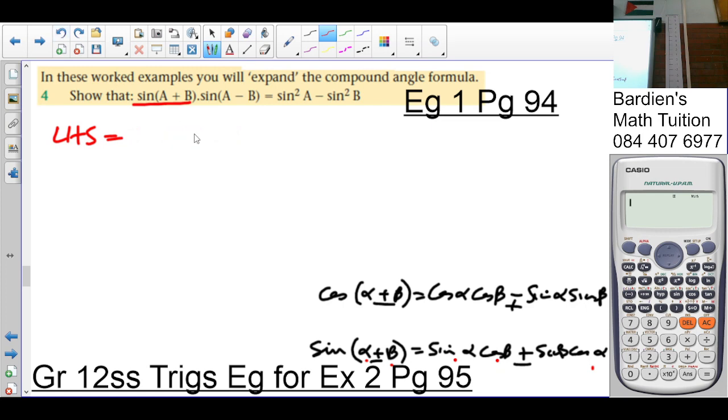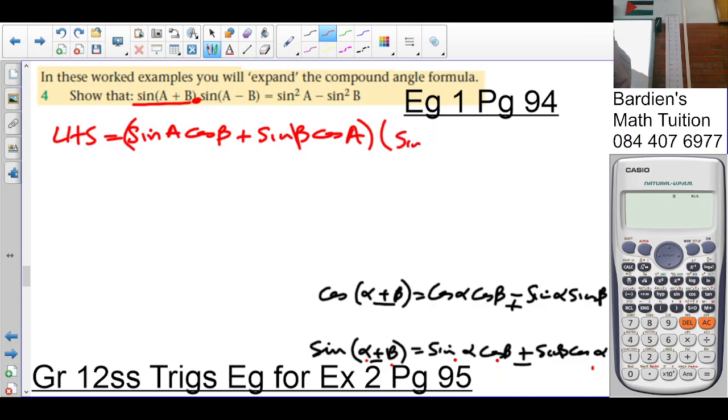So this is neater. That is going to become sine of A cos of B plus sine of B cos of A, or cos of A sine of B, the same. So that is that. Why am I putting it in a bracket? Because there is a multiplication sign between. Can you see that, people? Now sine of A minus B can be written as what? Sine of A cos of B minus sine of B cos of A.